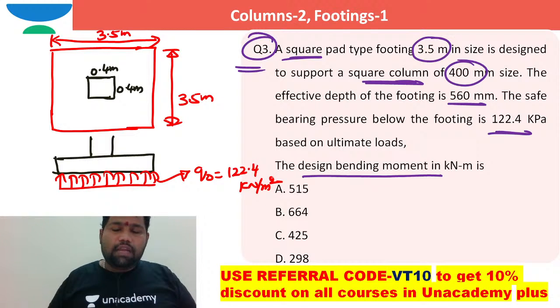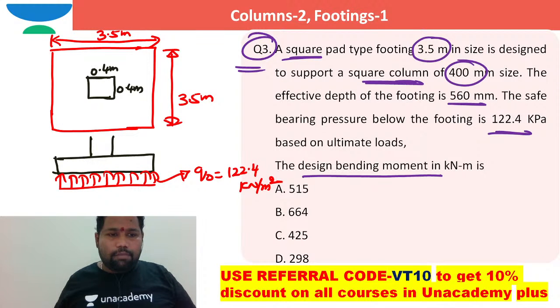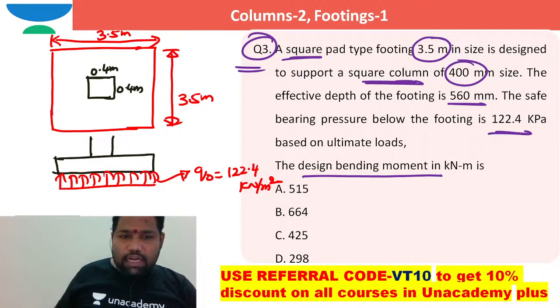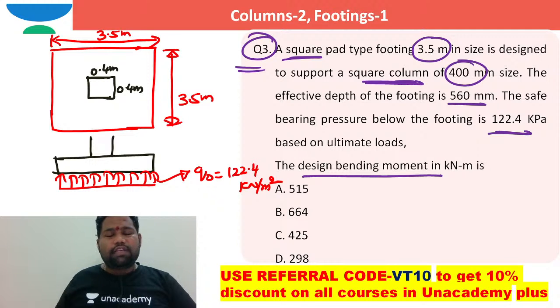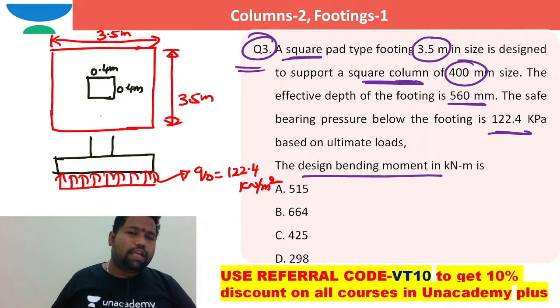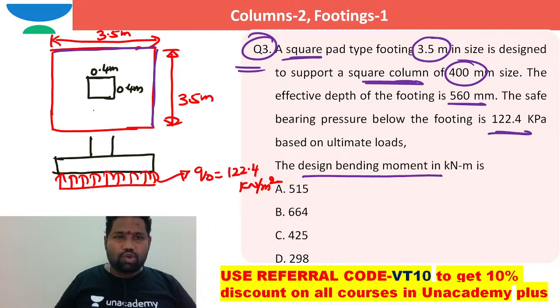The design bending moment in kilonewton meter. What is the design bending moment here? Now you tell me from your previous theory in your last class, where the design bending moment is possible in case of footings: at the face of the column. Here, as this dimension is 3.5 and this dimension is also 3.5, in both the directions the bending moment will be one and the same. There is no doubt at all.